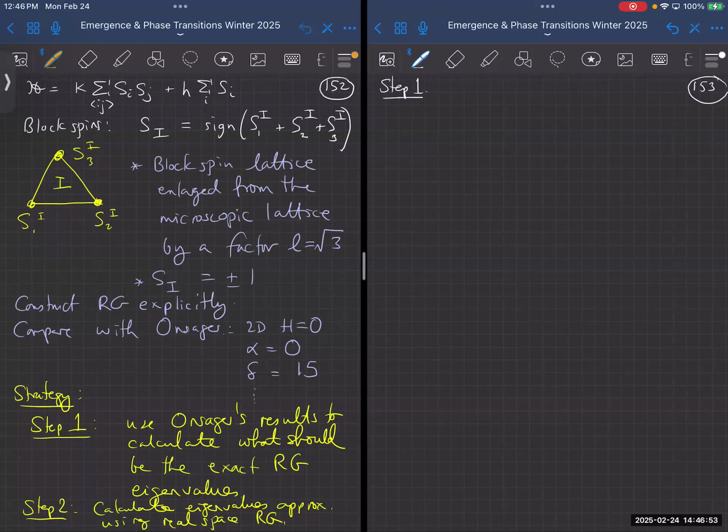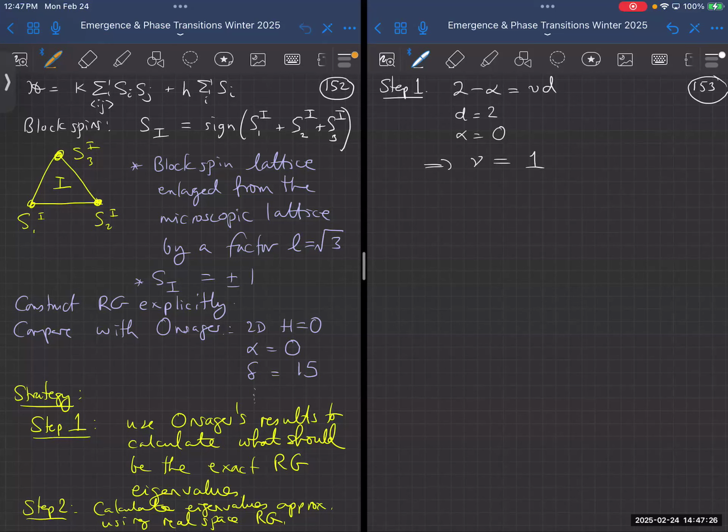So step one, I'm going to calculate Onsager's formulae. So what do I know? I know what alpha is. So I'm going to use the Josephson scaling law that I derived at the end of last lecture. 2 minus alpha is nu d. So we know that d is equal to 2, and we know that alpha is equal to 0. And so that tells us that nu is equal to 1.